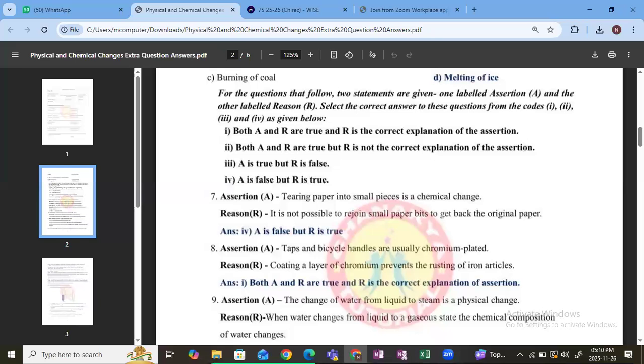Taps and bicycle handles are usually chromium plated. Yes, ma'am, correct. Coating a layer of chromium prevents the rusting of iron articles. Yes, correct.